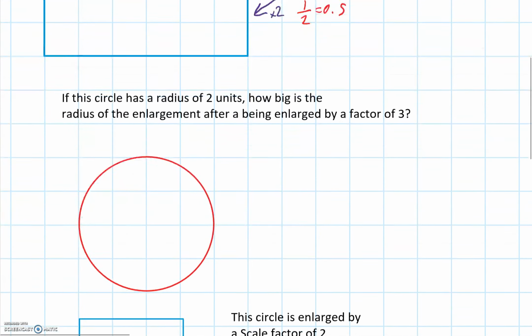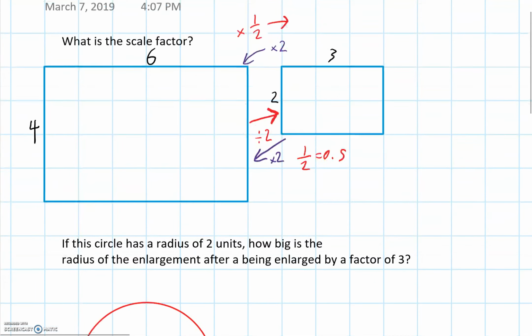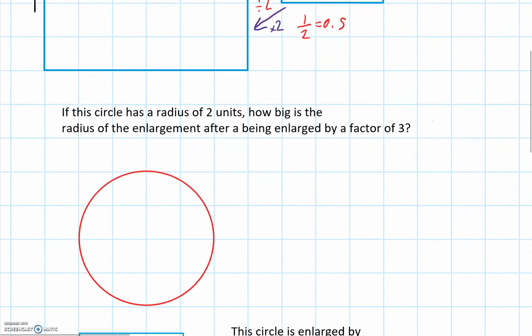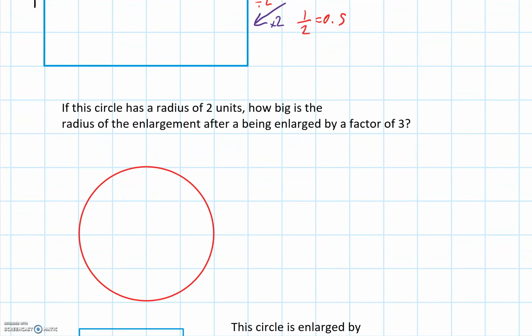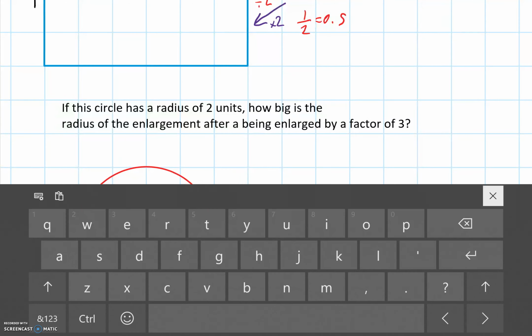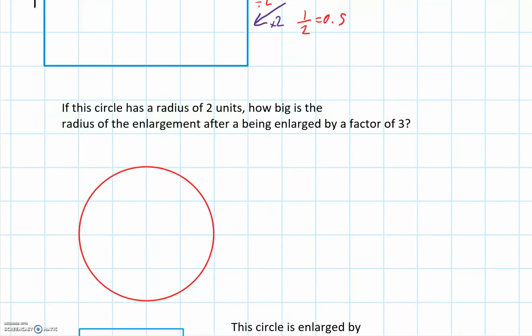Let's look down at this next one. At this point, now that we've seen these ones, we should be able to try this one and probably figure it out. So, if this circle has a radius of 2, okay, so if you look here, it has a radius r equals 2. How big is the radius of the enlargement after being enlarged by a factor of 3?